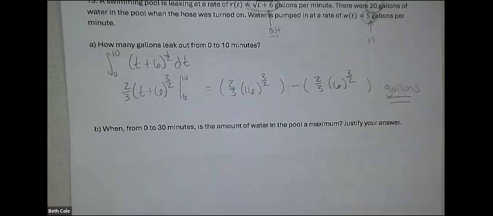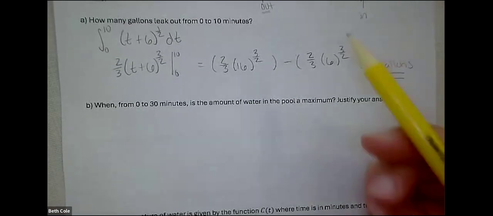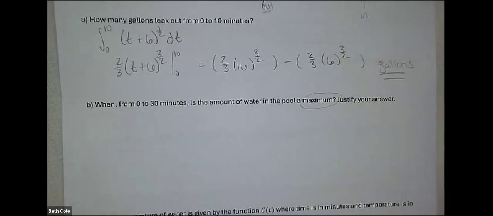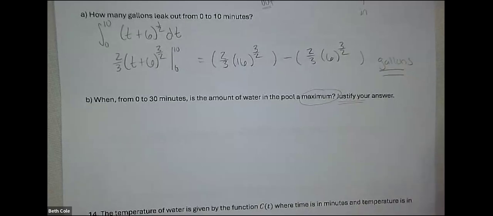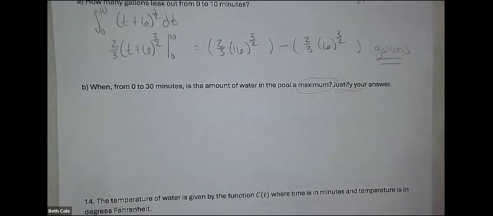All right, when from 0 to 30 is the amount of water in the pool a maximum? This is an absolute maximum. It is a candidates test. The justification is going to be the table. So you won't have to write out a sentence. All right, we're going to make our table, and that will be our justification.